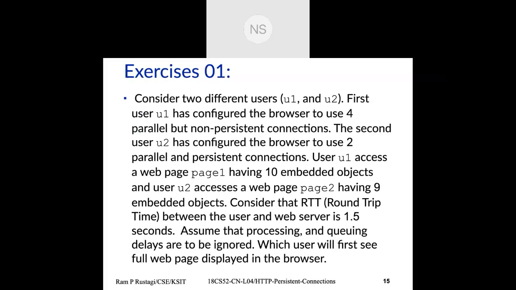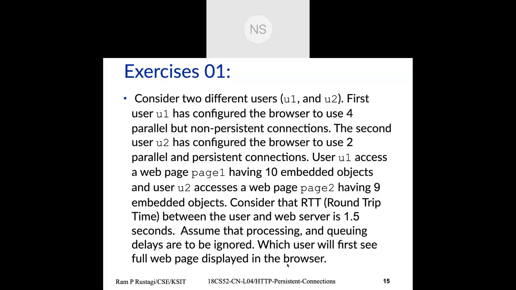Just to work out a few exercises, let's look at the question. Consider two users, U1 and U2. User 1 has configured browser to use non-persistent connection, but uses 4 parallel connections. User 2 uses 2 parallel connections, but persistent. User 1 has a web page having 10 embedded objects. User 2 has a web page having 9 embedded objects. Consider that round trip time is 1.5 seconds. Can you work out which user will see the web page first? Browser will show the web page when every content is available.